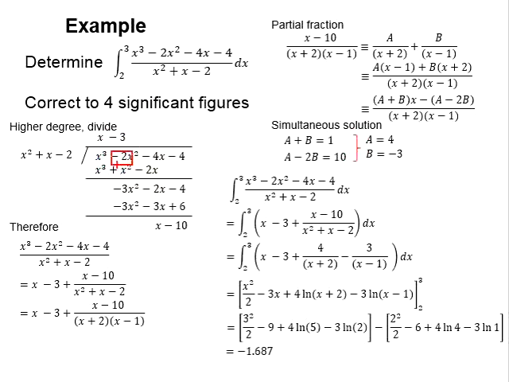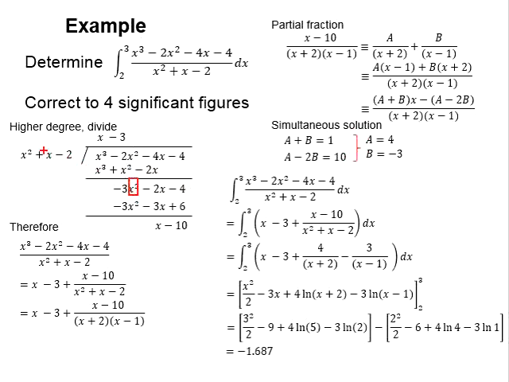Negative 2 minus 1 will give you negative 3. Negative 4 plus 2 will give you negative 2. The negative 4 here will be brought forward since here is 0. This is the leftover of the division.